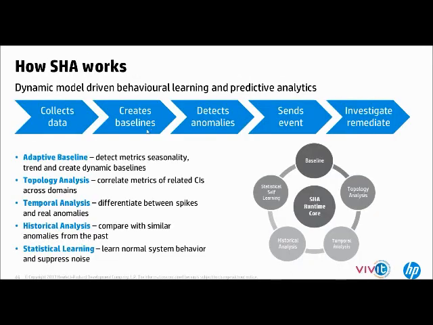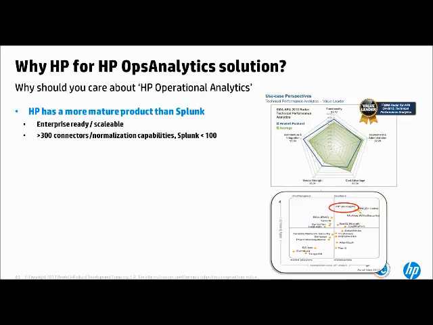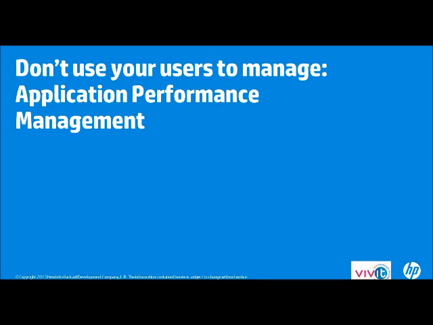If I look at the capabilities that SHA provides, it provides you the adaptive baseline, so you don't have to worry about thresholds. A topology analysis, to correlate the metrics of the related CIs and differentiate between anomalies, real anomalies and spikes. And historical analysis, to compare with similar anomalies in the past, and learn system behavior based on statistical information.